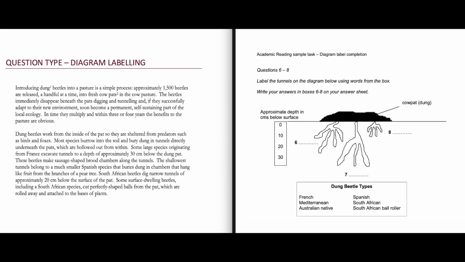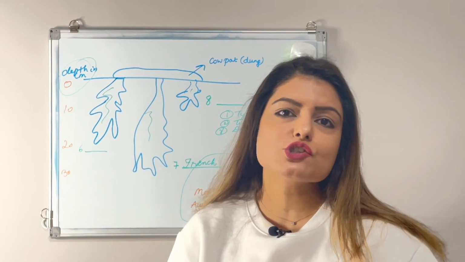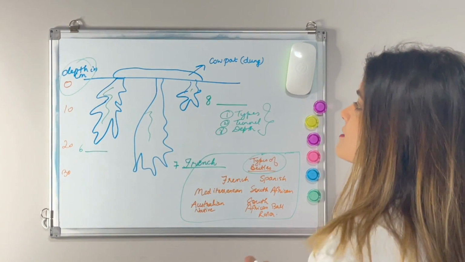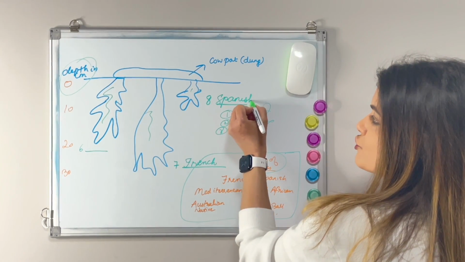Now if you look at the sixth line of the second paragraph, it says the shallowest tunnels belong to a much smaller Spanish species that buries dung in chambers that hang like fruit from the branches of a pear tree, which means that the smallest tunnel belongs to the Spanish species. So out of these three, the smallest one is number 8. So in this case, the correct answer would be Spanish.